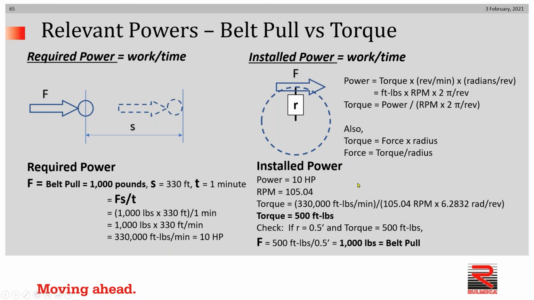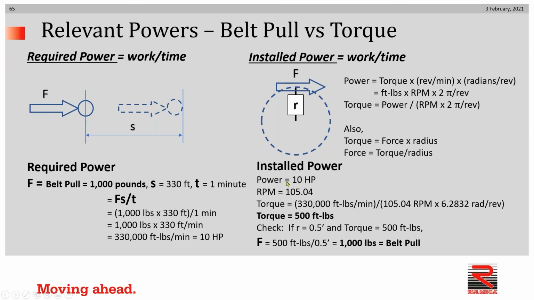Now let's have a careful look at how torque and belt pull may be unraveled. Power equals torque times revolutions per minute times radians per revolution. In other words, continuing with imperial units, that would be foot-pounds times RPM times 2 pi per revolution, and therefore torque equals power divided by these terms. Torque also equals force times radius. Said differently, force is simply equal to the torque divided by the radius. So let's have a quick check.